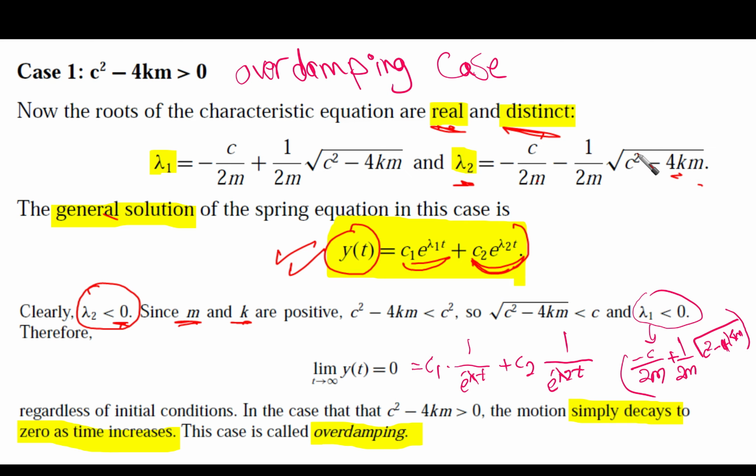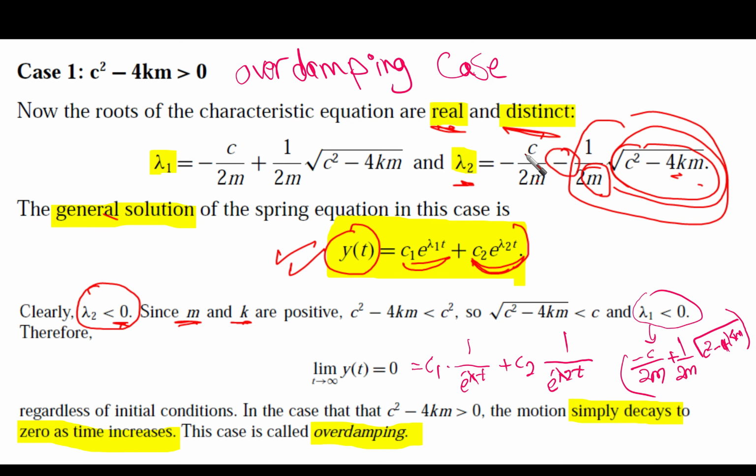M and K are positive, and under the radical, it is larger than 0. So this term is positive, times 1 over 2m, and of course it is positive. So this term is going to be minus, it is negative. C is positive, M is positive, and we have minus here, so this means that the two terms are negative. Definitely they are negative. This means that they are less than 0. This is what we have said, that lambda 2 must be less than 0, right?